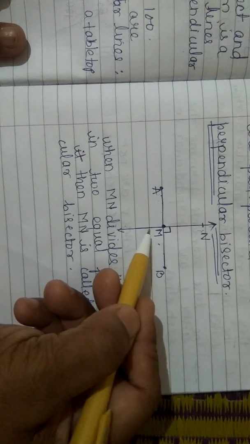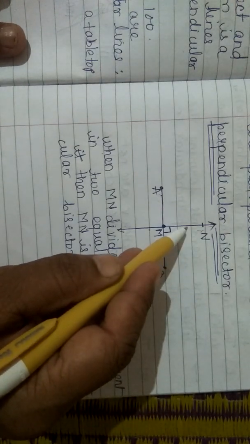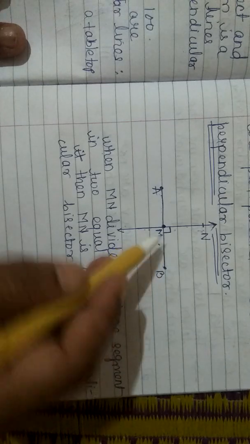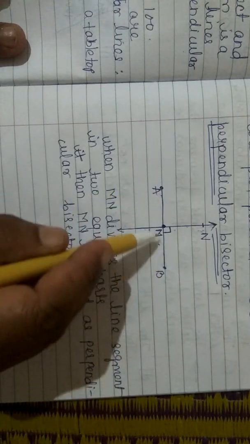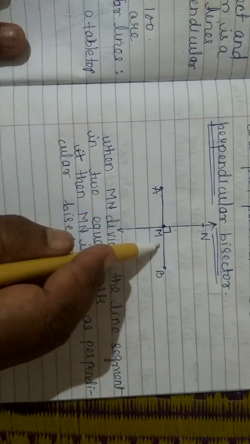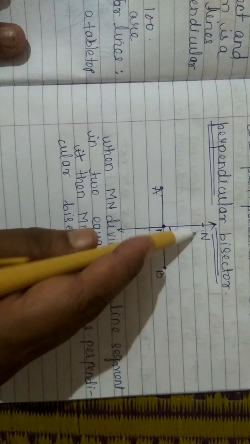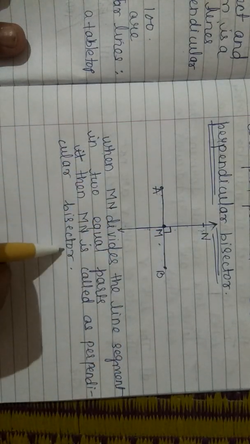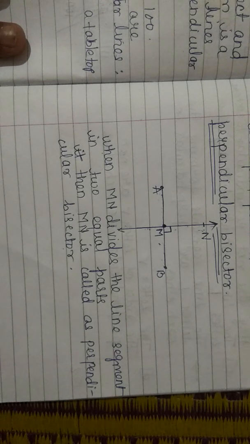Again I am repeating children, this is perpendicular, but when it divides the line AB or cuts the line AB into two equal parts, then this MN is known as perpendicular bisector. Okay children, now let's solve exercise 5.5 on page number 100.